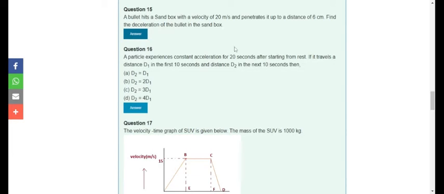Now in question number 16, a particle experiences constant acceleration for 20 seconds after starting from rest. If it travels a distance d1 in the first 10 seconds and distance d2 in the next 10 seconds, then: d2 equal to d1, d2 equal to twice d1, d2 equal to thrice d1, or d2 equal to 4 times d1. Try to think and do the sum.